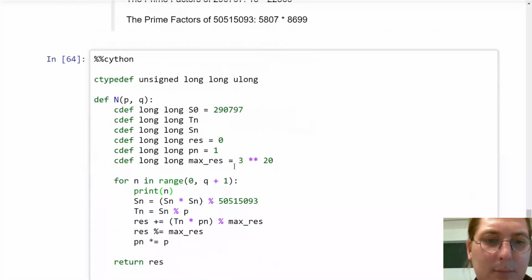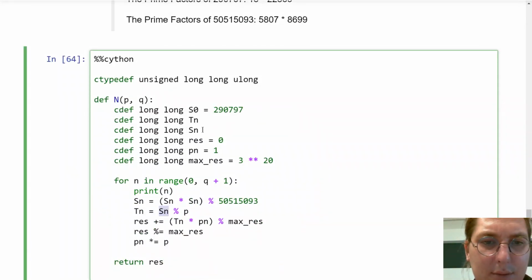Oh! Did I not type the? No, SN is squared and then mod P. Can I do the mod before first? No. Yeah. Can I? No, because you won't get the SN for the next run, the next loop. But the SN is not the thing.